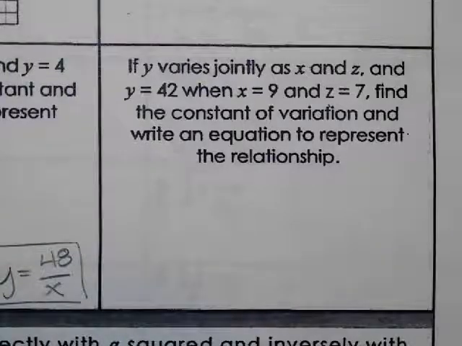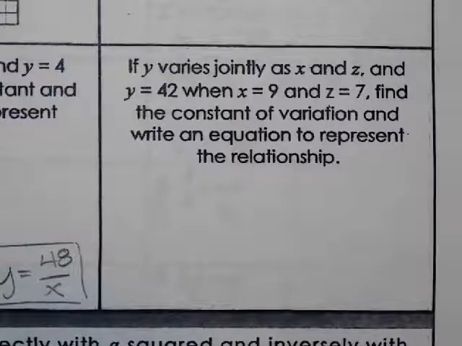If y varies jointly as x and z, and y equals 42 when x equals 9 and z equals 7, find the constant of variation and write an equation.